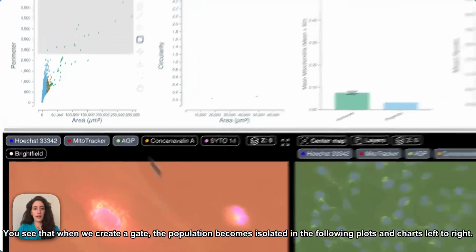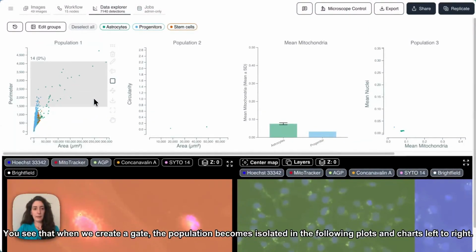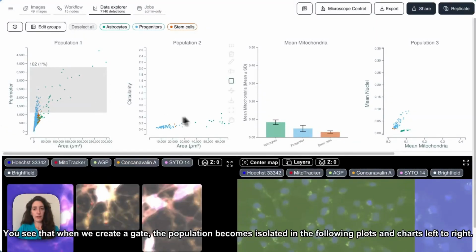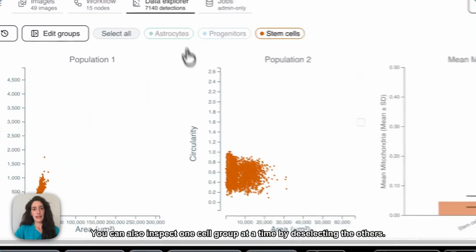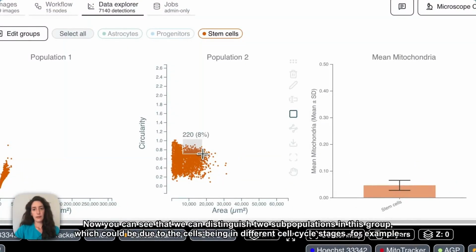down here. You see that when we create a gate, the population becomes isolated in the following plots and charts left to right. You can also inspect one cell group at a time by deselecting the others. Now you can see that we can distinguish two subpopulations in this group, which could be due to the cells being in different cell cycle stages, for example.